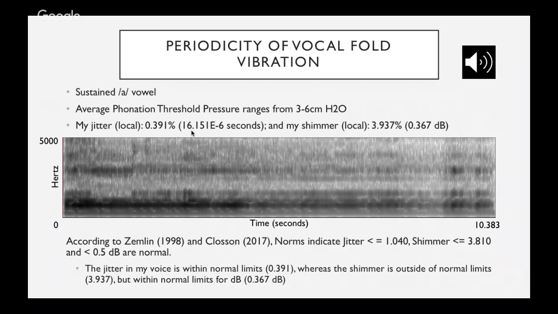My shimmer was 3.9%, which is the average absolute difference between the amplitudes of consecutive periods divided by the average amplitude. And then it also gives the decibels that are included in there as well. My jitter was within normal limits, whereas my shimmer was outside of normal limits for the percentage, but within normal limits for the decibel. So I thought that was interesting.